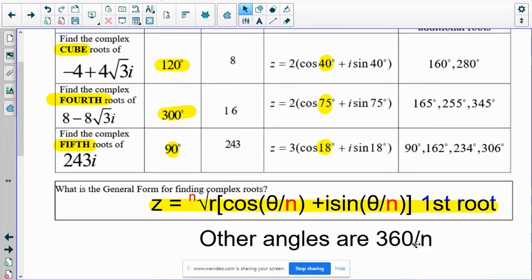Okay, so if I divide by 3, that means the other roots are 120 degrees apart. So take 40 and add 120, you get 160, add 120, you get 280. If you added 120 again, you'd actually be over the circle, so you're done. Okay, so if you have the fourth roots, you would take 360 and divide by 4, which would mean that they're 90 degrees apart. And so I added 90 and added 90, added 90.